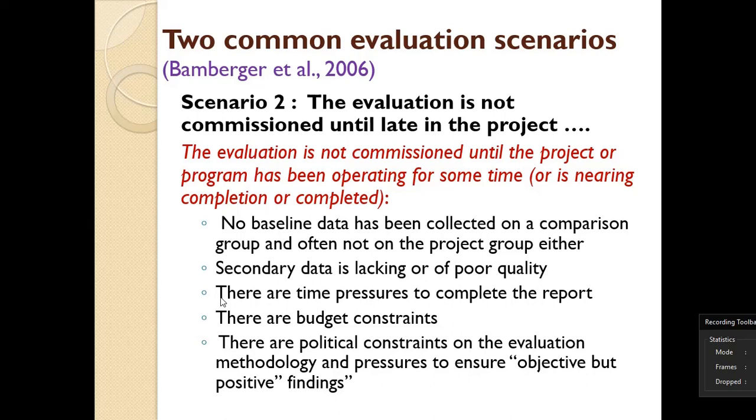There are time pressures. For instance, you've seen in our previous example that Bamberger gives, yeah, they want the report in 2 months, but then there is no baseline data. So what does the evaluator do? There are budget constraints. The money is not enough. Besides, they will tell you they are also looking for funding. And there are political constraints on the evaluation methodology and pressures to ensure objective but positive findings. So all these are real life scenarios.